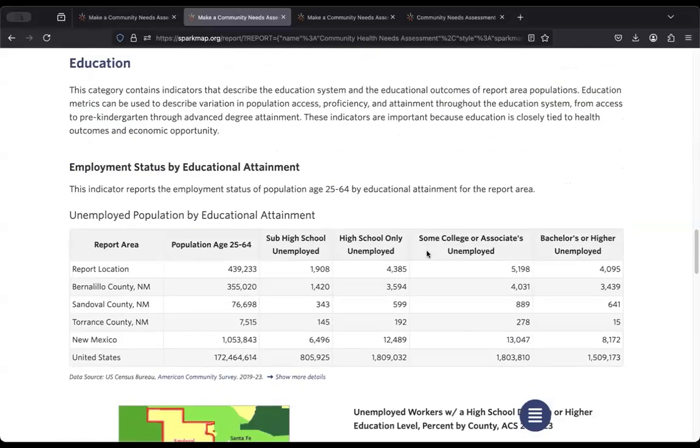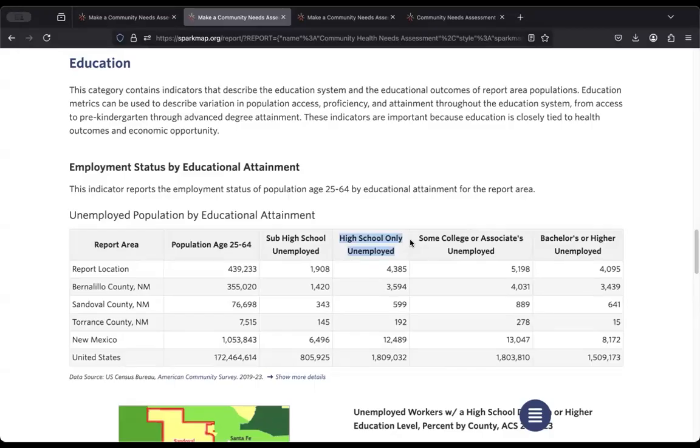But then as we scroll down and get into employment status by educational attainment, we can start to understand maybe where some of those workers might go or where there might be some holes, right? We can see here, for example, first our total N, the population age 25 to 64. That's our good working age population. We can see how many folks with less than a high school diploma are unemployed, how many with high school only diplomas are unemployed, and go up from there. So this is really looking at unemployment numbers by educational attainment.